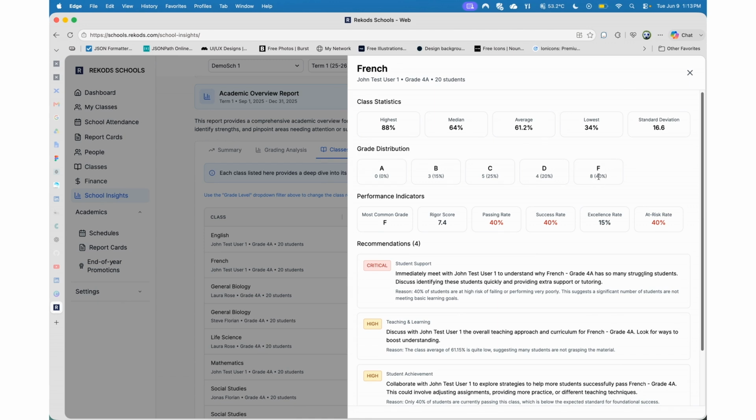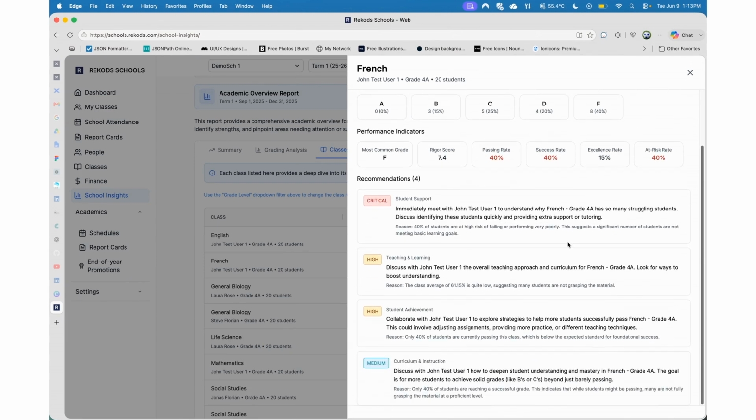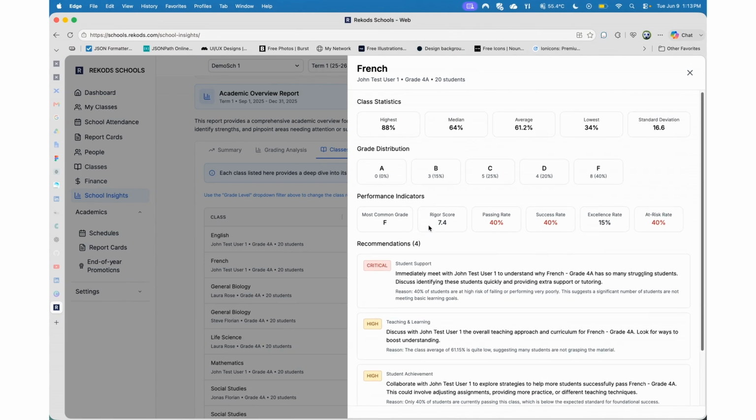Performance indicators give you the same picture in percentage terms. 40% passing, 40% success rate, 15% excellence rate. So those top 3 students are genuinely performing well, but 40% at risk. And the rigor score is 7.4, which sits right in the balanced zone. So this isn't a case of unusually harsh grading. The students who are struggling appear to be genuinely struggling.